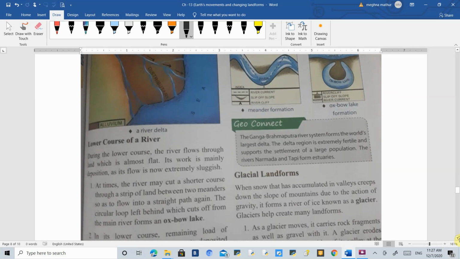Then the lower course of a river. Because the river has reached a very plain area, it will do the work of deposition only. So here you will find this kind of oxbow lake.